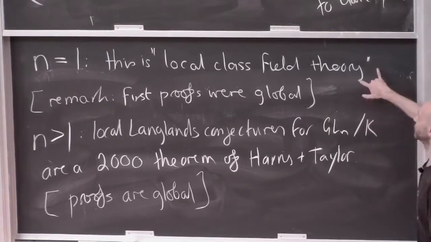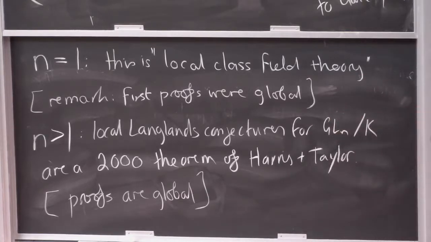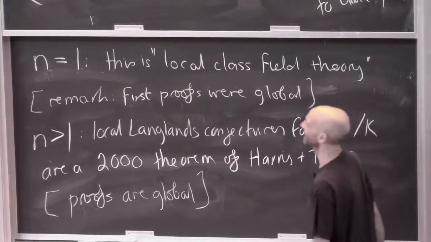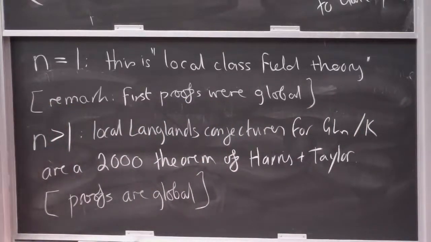So now there are local proofs of local class field theory, but as far as I know, there are still really no local proofs of the local Langlands correspondence. In fact, in some funny sense, there's almost not a local statement of it, because you have to say what it means for this bijection to be canonical, and that turns out to be rather trickier than one might hope.